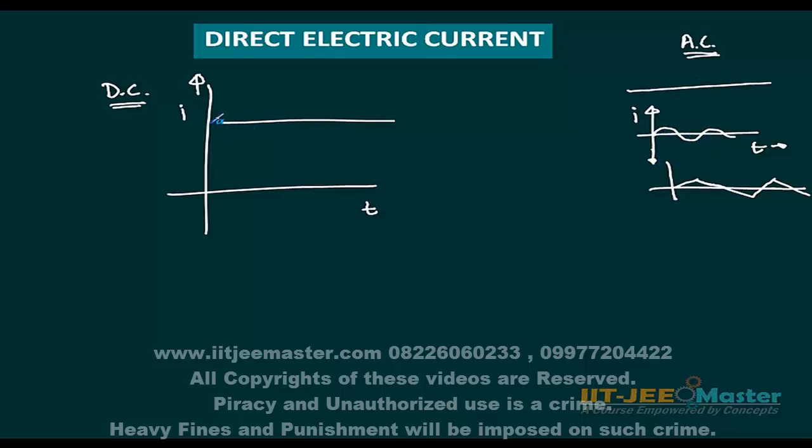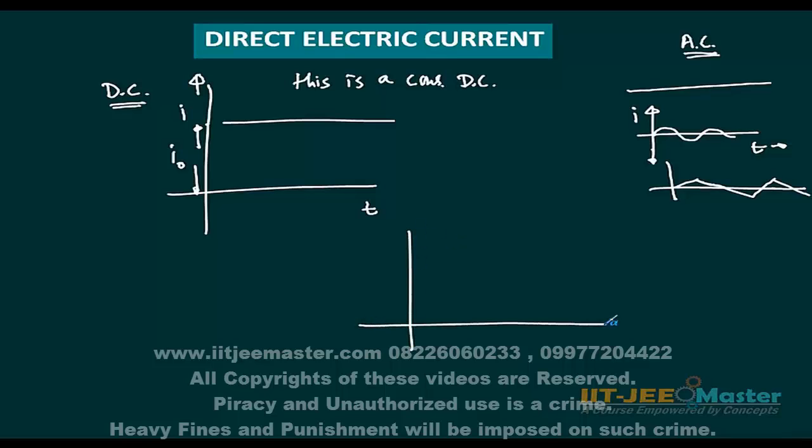And what is the amount of the current? The amount of current is equal to this point, the value of the current at the point. This is, suppose, I naught, some current. And you can see the magnitude of the current is constant with respect to time. So this is a constant DC current. The magnitude of the DC current can change. It can decrease or increase, but the direction will be the same.